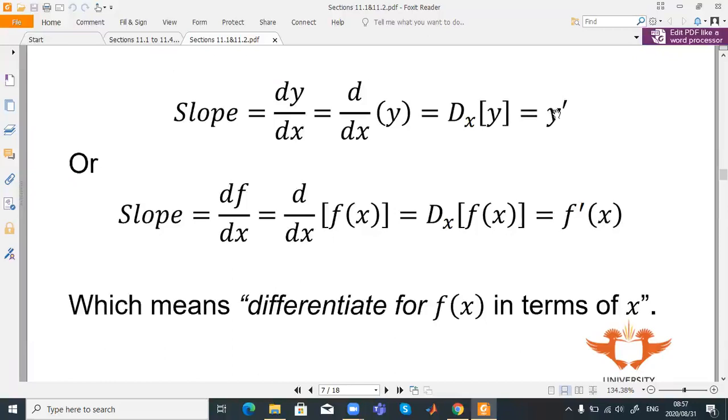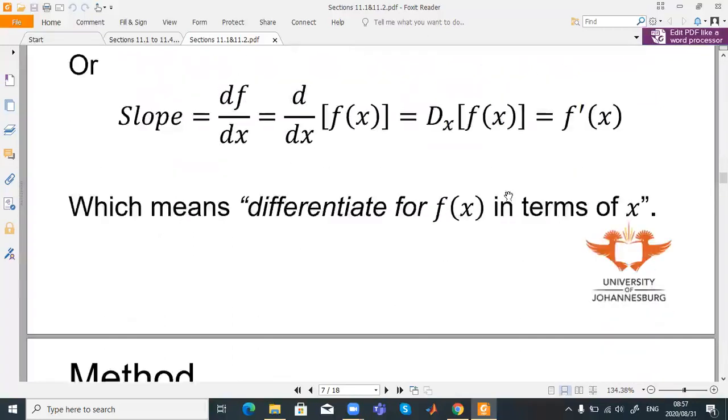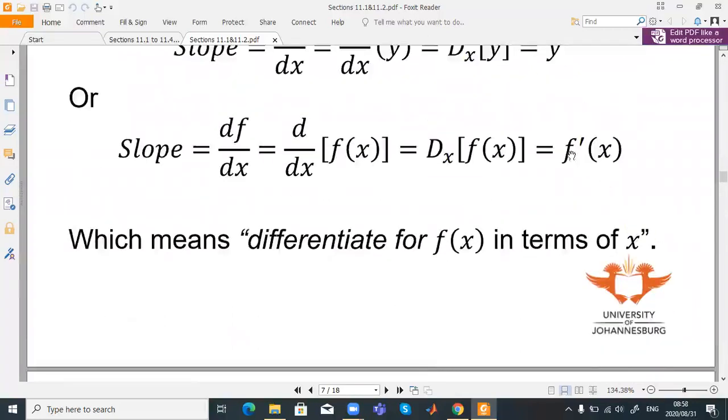If it's h, you call it h prime. If it's h of x, it becomes h prime of x. If it's h of z, it becomes h prime of z. It depends on what the function is in terms of.